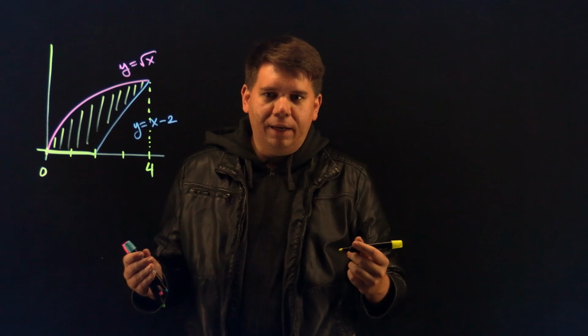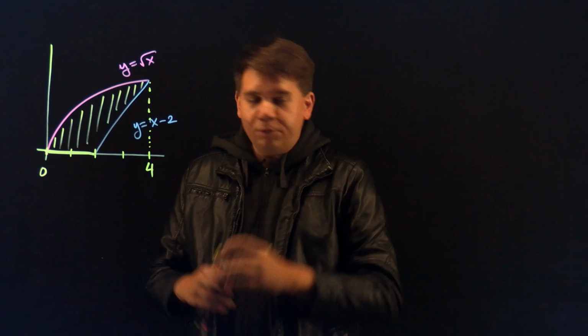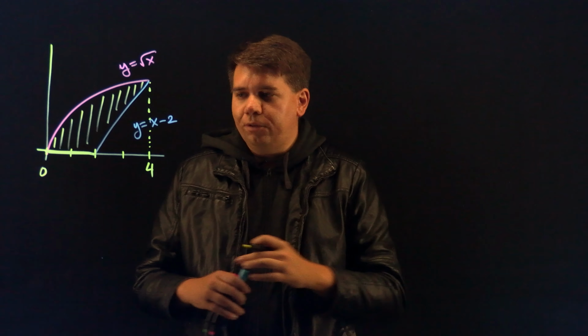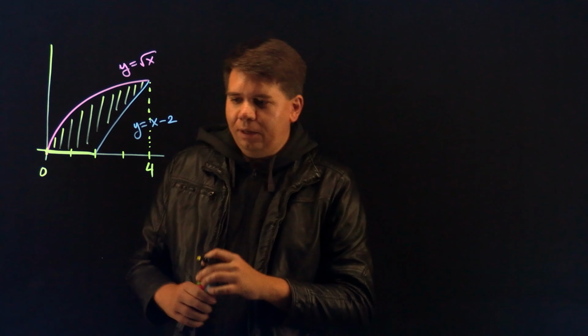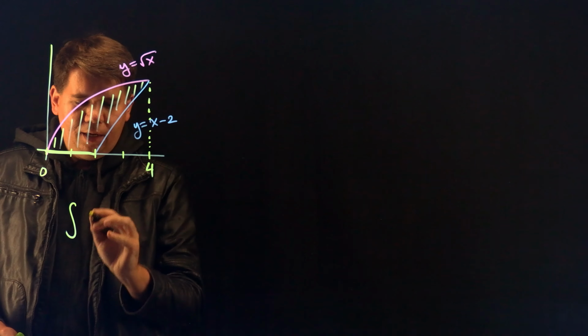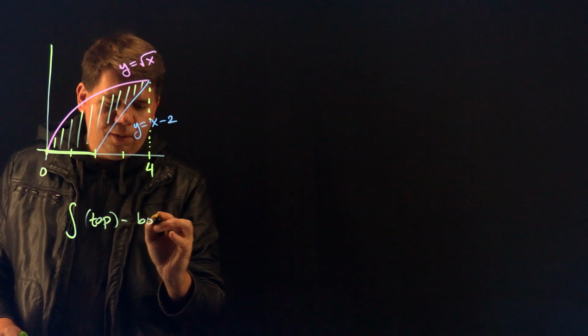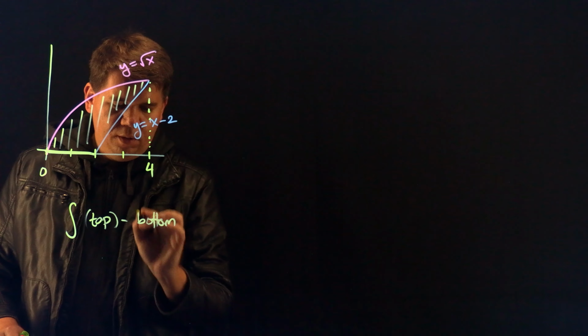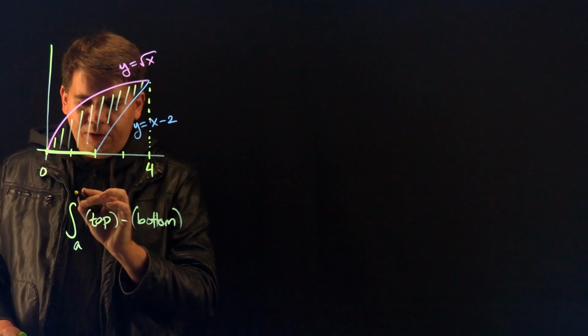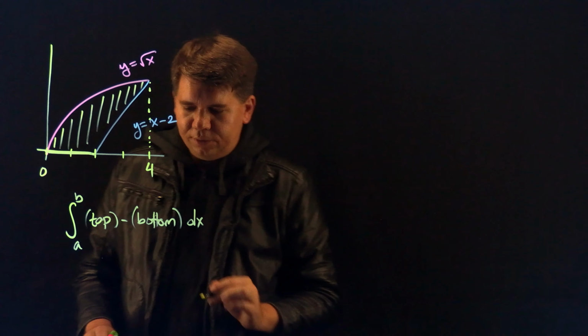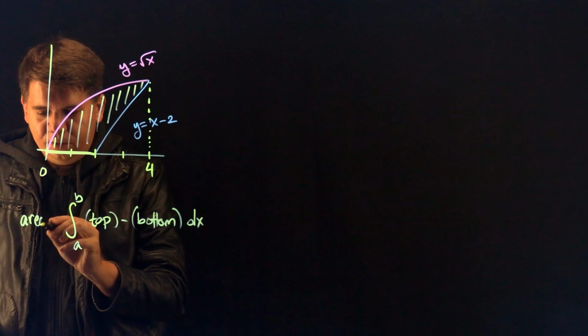How can we find the area of this region? As we've already discussed, you find the area of a region by calculating the definite integral of the function on top minus the function on bottom, from whatever the starting value a is to the last value b, from x equals a to b, dx. That's how you find the area.